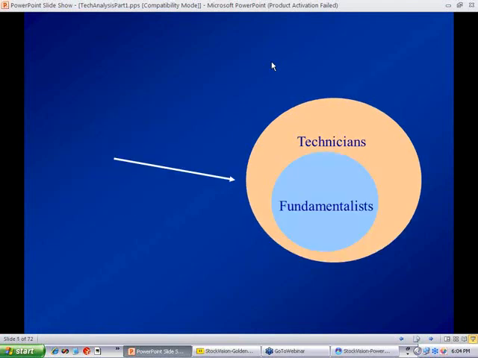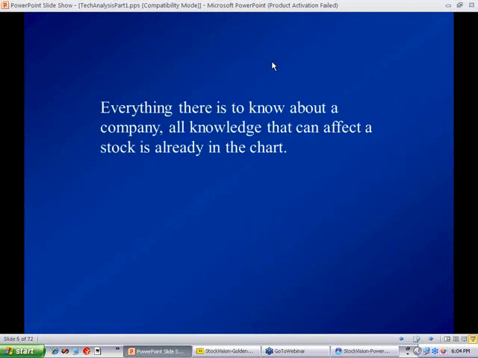All right, now the thing is, though, the reason why technical analysis is superior, in my opinion, is because, believe it or not, all fundamental analysis falls into that camp. And you're thinking, what? Well, here's why. Because everything there is to know about a company, all knowledge that can affect a stock, is already in the chart. This is the one thing that I'm going to keep hammering home as this academy goes on.